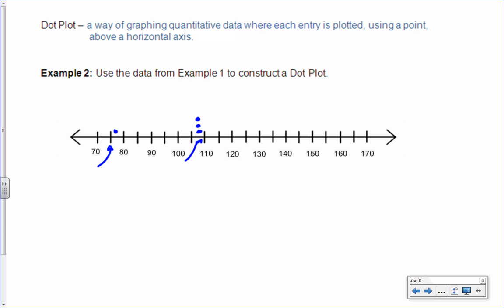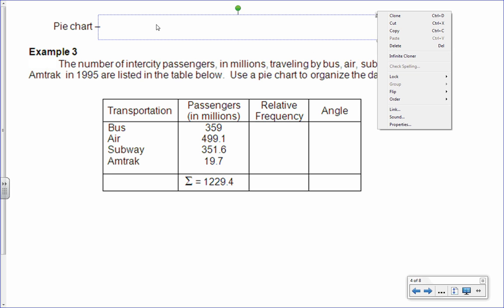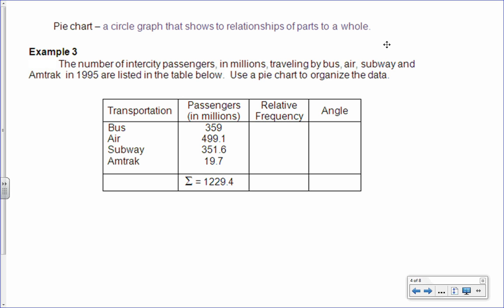The next one, pie chart. It's basically a circle graph that will show the relationship of parts to a whole.